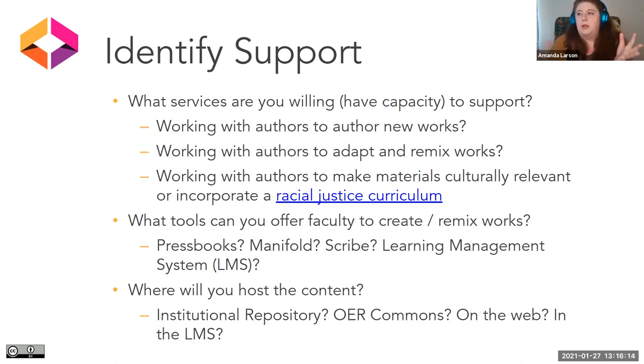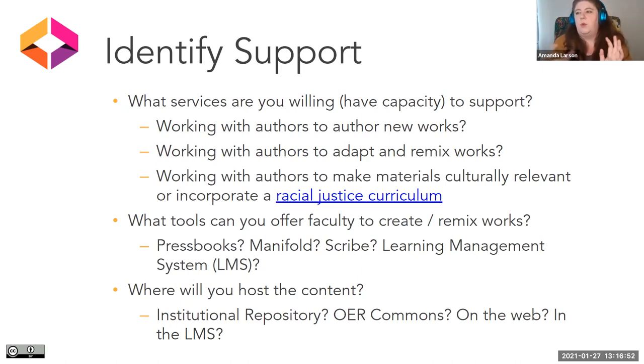So think about what services you can support, and what tools you have on hand to offer your faculty to create remixed works. Maybe you don't have access to anything but the learning management system. At my institution, that's Canvas, but it might be different at yours. Maybe your institution has access to Pressbooks through a consortium or the OEN, or has licensed it individually. Maybe you're interested in Manifold, which is also a really nice publishing platform. If you go through Pub101 to the publishing cooperative, it could be Scribe.